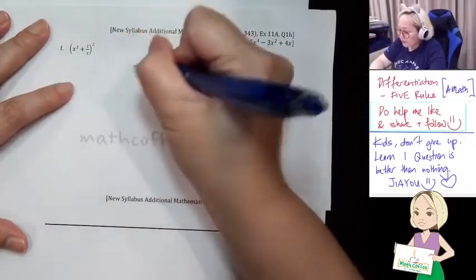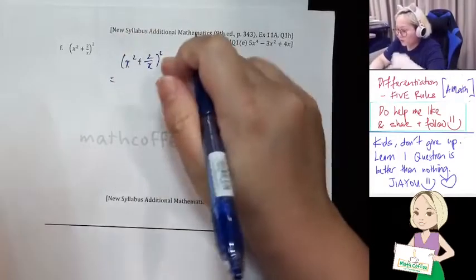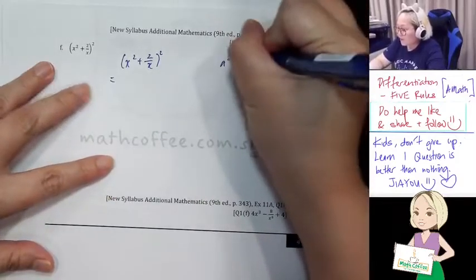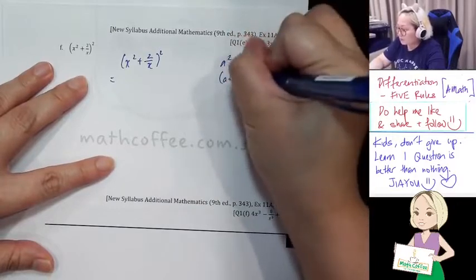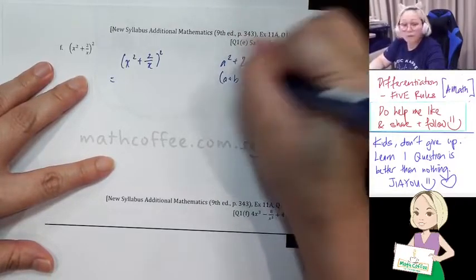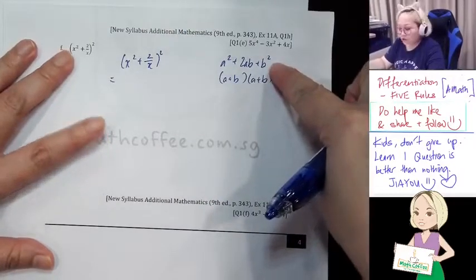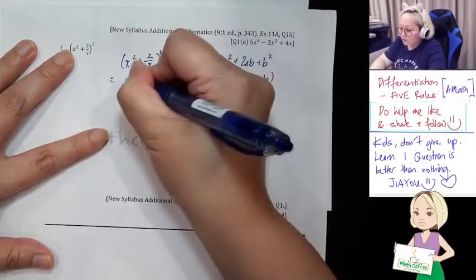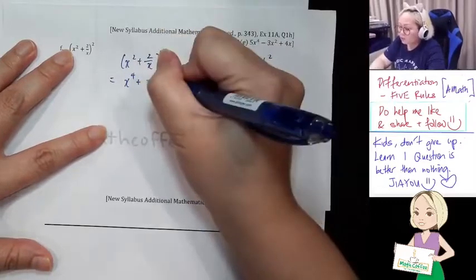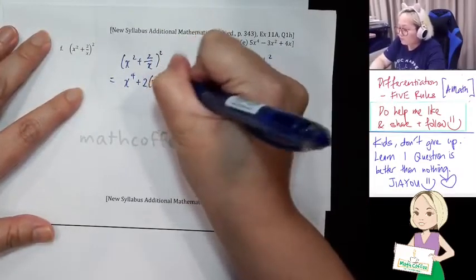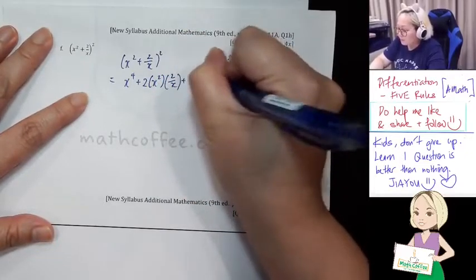So I will just write out the question first. So (x squared plus 2 over x) squared, I will rainbow this. Either you use a squared plus 2ab plus b squared, or you just put the a plus b and do the normal rainbow, up to you. So let's say I'm going to apply a squared plus 2ab plus b squared. So a squared will be x to the power of 4, plus 2ab, and then after that plus b squared.